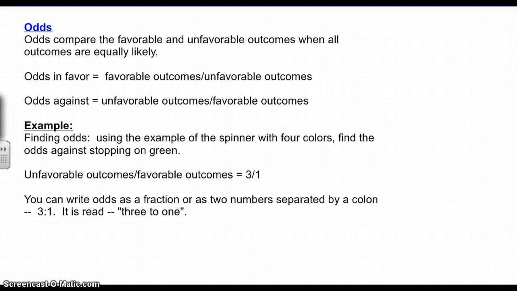So here's an example of finding odds. We're going to use that spinner with the 4 colors again, and we want to find the odds against stopping on green. So we're going to take unfavorable over favorable. If you're not stopping on green, you have a chance of getting 3 other colors. That would be the unfavorable outcome. And you're going to divide it by the one favorable, that is stopping on green. So you can write these odds as a fraction, like this, or you can write them as 2 numbers separated by a colon, 3:1, but it's always read 3 to 1. So you have to get used to doing that when you do the odds.